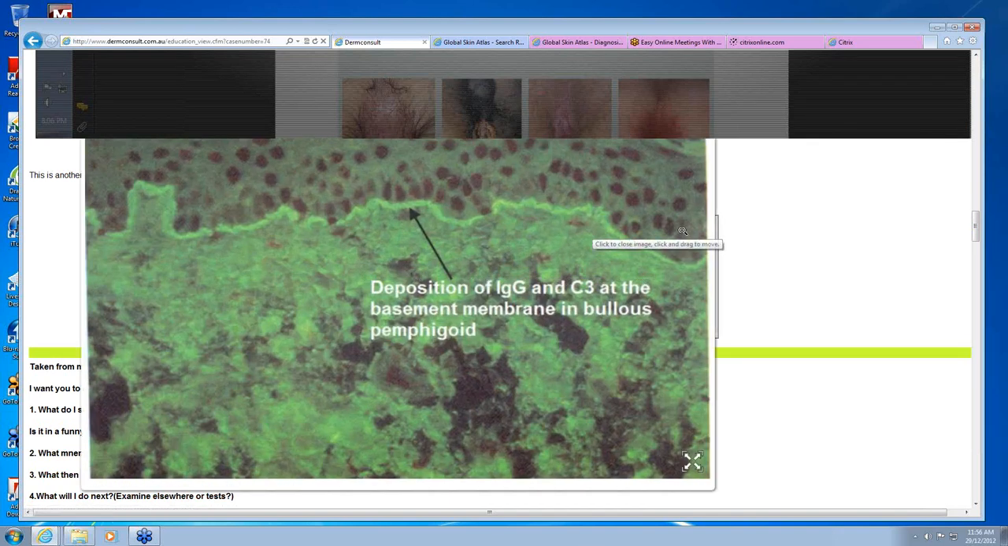This is a picture of immunofluorescence at the base of the epidermis. Immunofluorescence is a technique that's used to determine if any antibodies have been deposited at the dermo-epidermal junction, or sometimes even within the epidermis itself. A fluorescent technique is used to show this deposition. So it's an anti-antibody with a fluorescing molecule attached to it that shows up like this. And this is the deposition of IgG and C3 at the dermo-epidermal junction that you see in bullous pemphigoid.